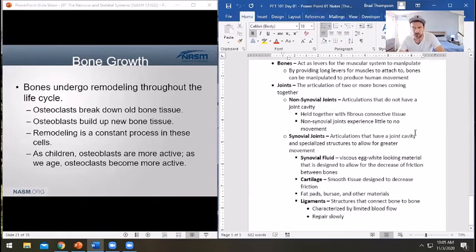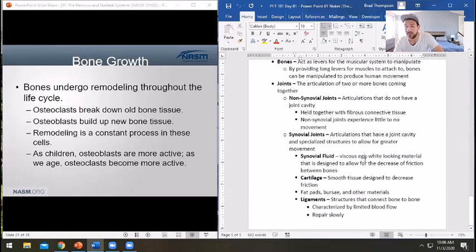Now, you get a couple of different types of joints in the body. You've got non-synovial joints, which don't have a joint cavity. There's very little space in between them, and so they're held together with maybe some cartilage, or sometimes just fibrous connective tissue. They're really not designed to move. For instance, your skull is made up of a bunch of different bones coming together, but we don't want the parts of our skull to move around. But your jaw, that's a synovial joint, so it actually has lots of range of motion.